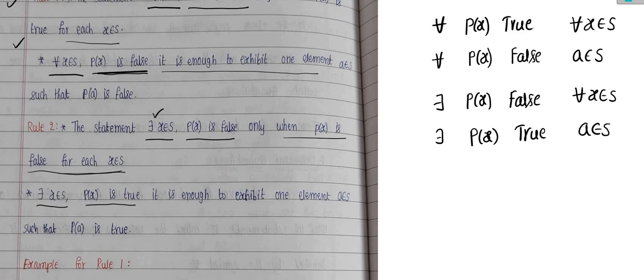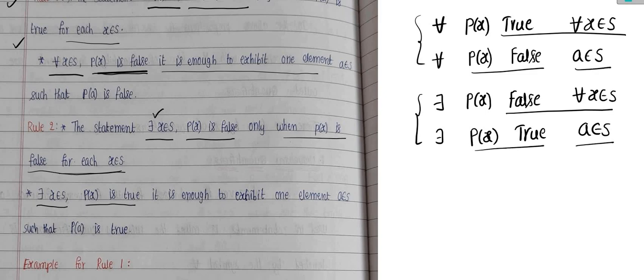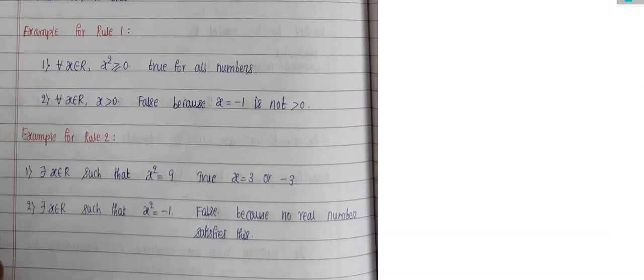So here true is there for all x belongs to S. Here false is there for all x belongs to S. Here false is there, A belongs to S. Here true is there for A belongs to S. So example 1 for rule 1. So observe first one. Here x is a real number.